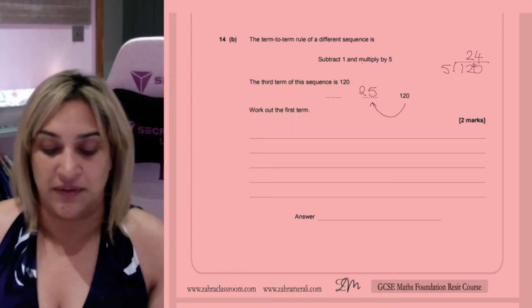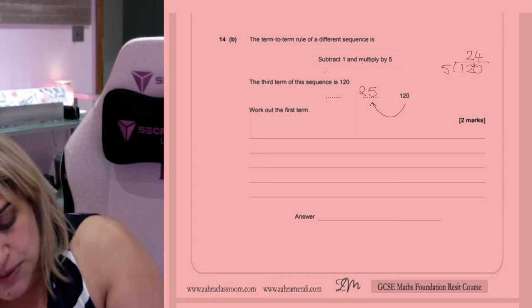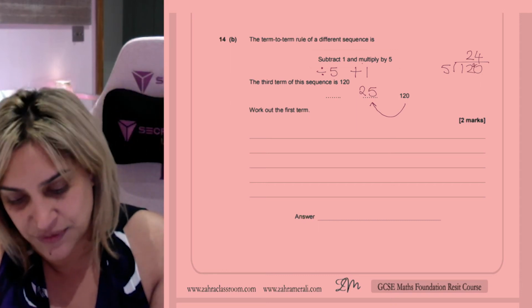And then instead of subtracting 1, we're going to add 1. So we get 25. So our backwards formula is essentially doing the opposite. So we're going to divide by 5 and add 1. So 25 divide by 5 gives you 5. Add 1 gives you 6.